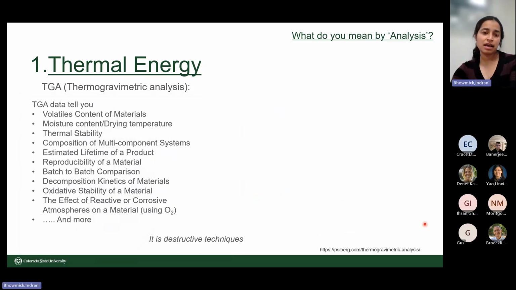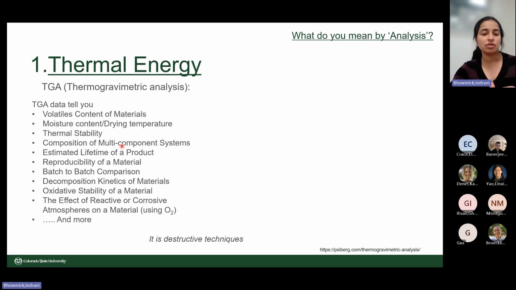So these techniques are used for a lot of fields. You want to know the content of your material, whether it's volatile or not, whether it has absorbed water or moisture, or what temperature you should dry it at. Then the thermal stability, like when you are making a polymer or a part of a car screen or something, you want to see the thermal stability of that polymer or whatever material you are making. And then composition, for a multi-component system, you can see the decrease of mass.